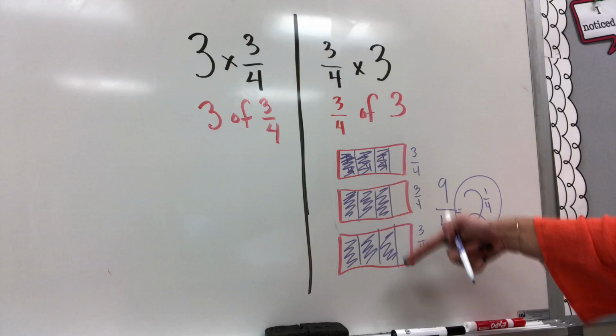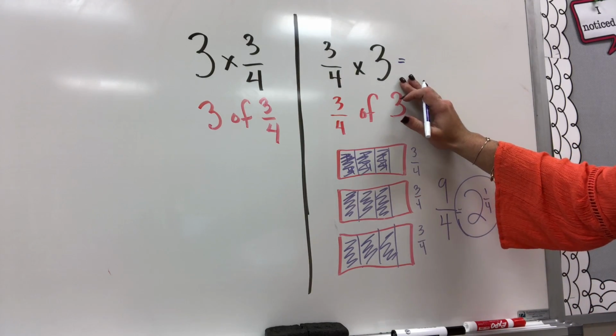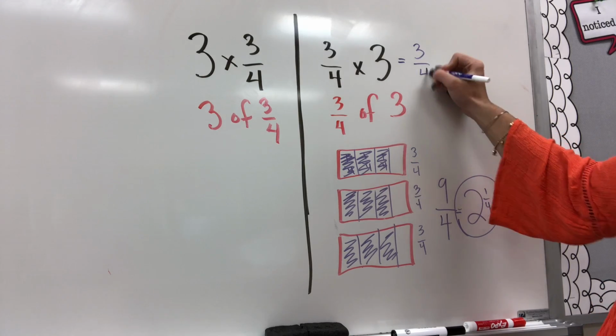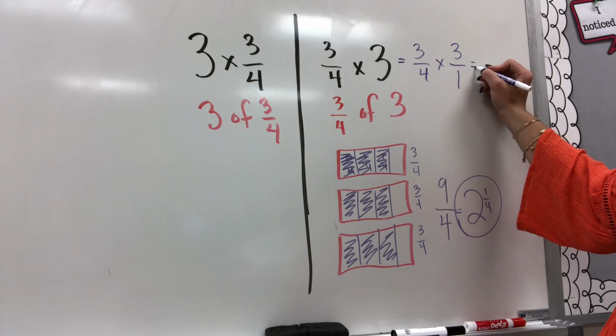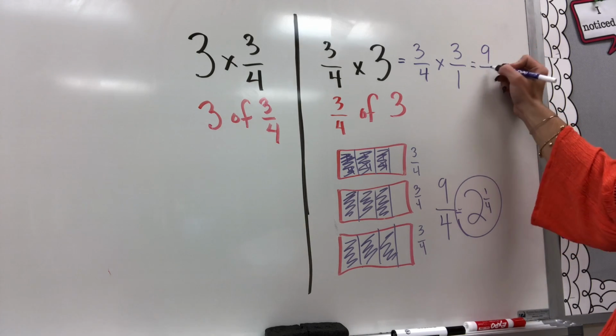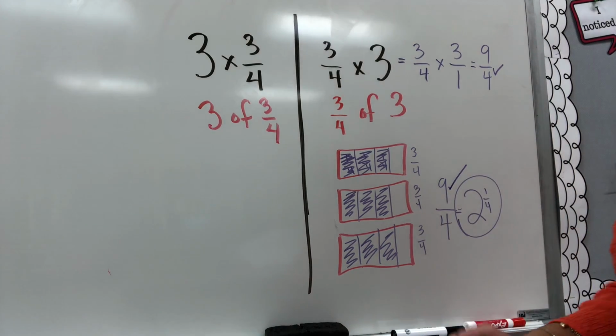To check myself that I've drawn my model correctly, I'm going to multiply this using the standard algorithm just to be safe. So I'm going to put the whole number of 3 over 1, because that does not change the value, and I'm going to multiply across to get 9/4. And I know at that point in time that I have done my model correctly.